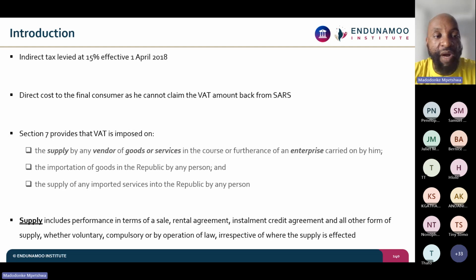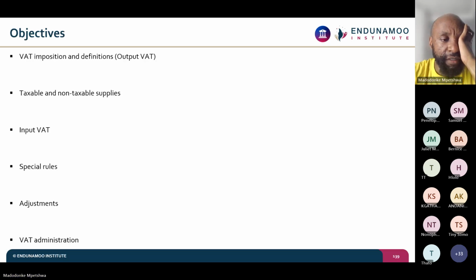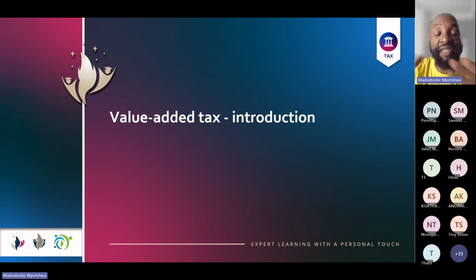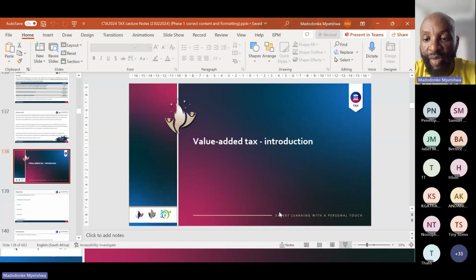Now, maybe before I jump into some details in the VAT Act, I want to set the scene. So I'd like to set the scene in terms of when you are looking at VAT, what are the things that you need to consider? And what do I mean by that?